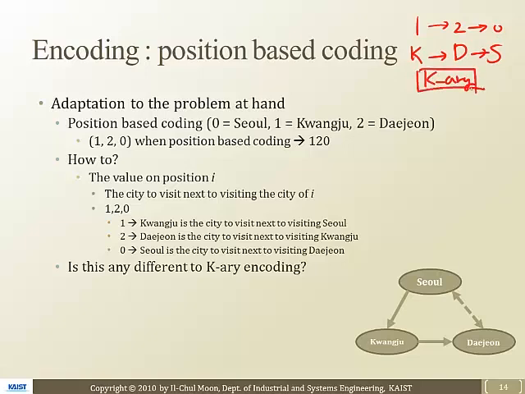And there is a slightly different encoding scheme called position-based encoding. In position-based encoding, we still assign values to cities: 0 is Seoul, 1 is Gwangju, and 2 is Daejeon. We have 1, 2, 0, and in k-array encoding that is Gwangju to Daejeon, Daejeon to Seoul. There is that meaning. However, with the same values, the position-based encoding has a slightly different meaning.